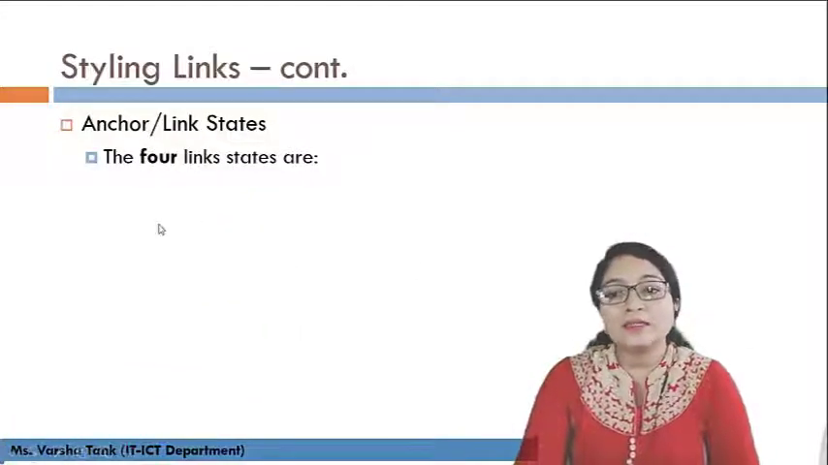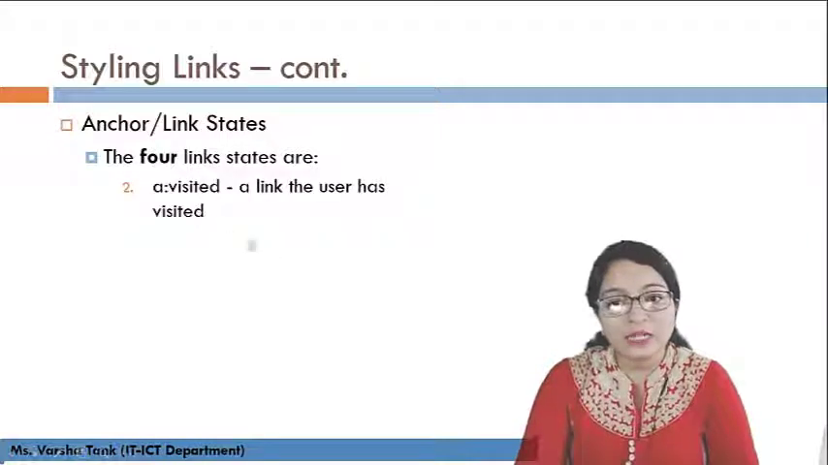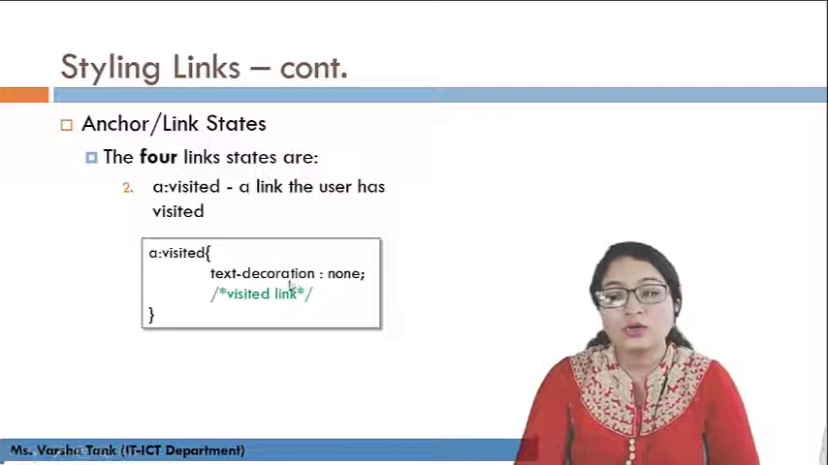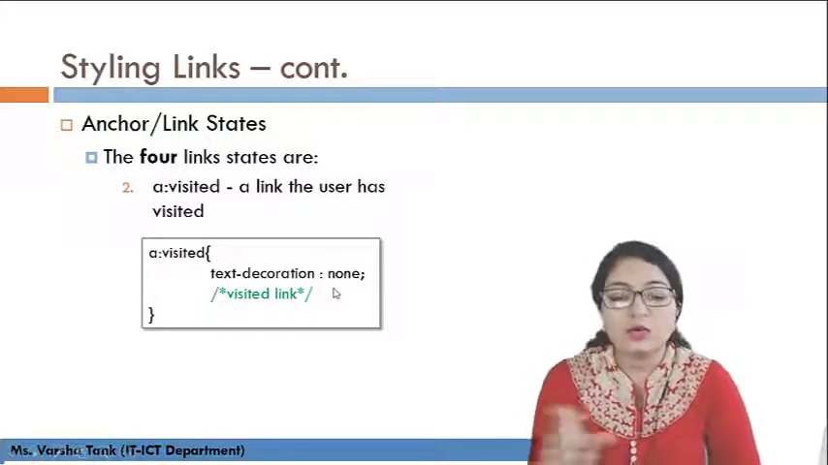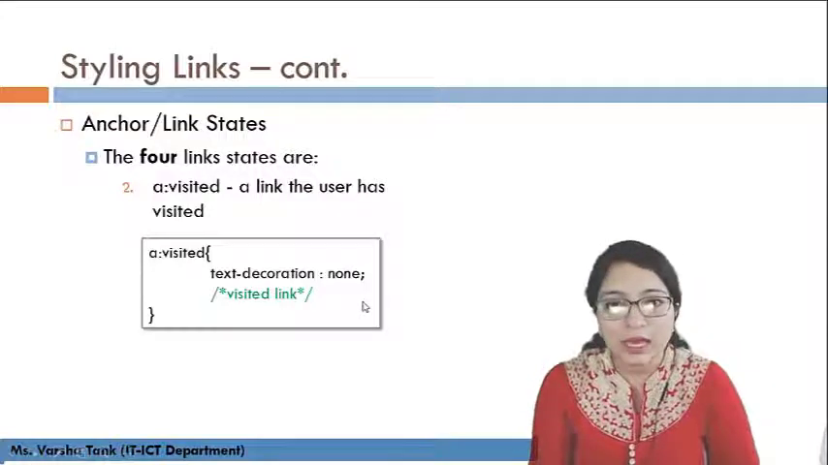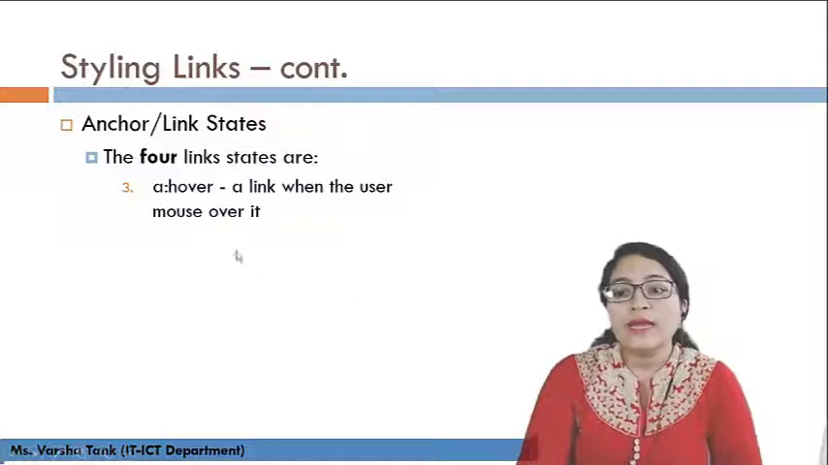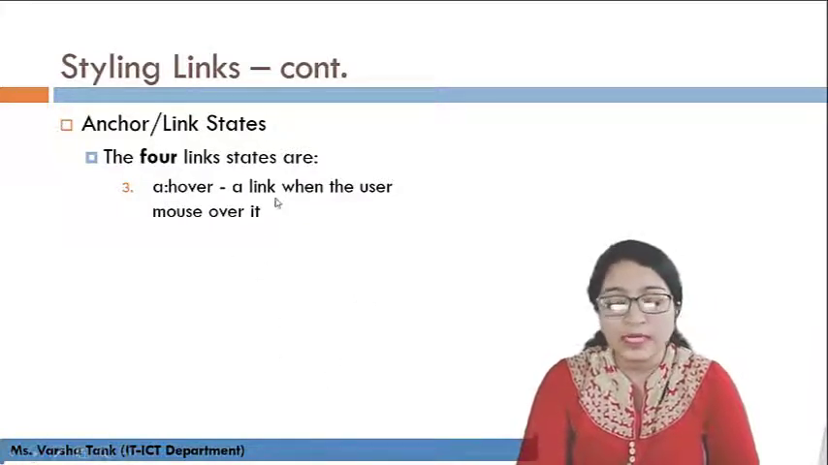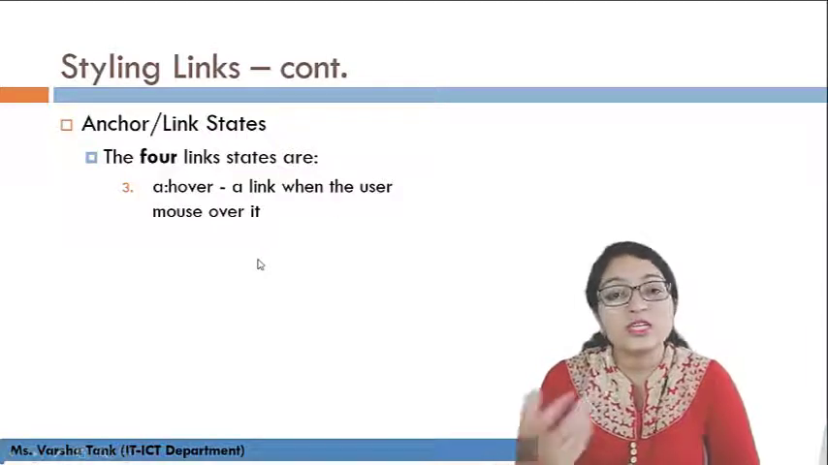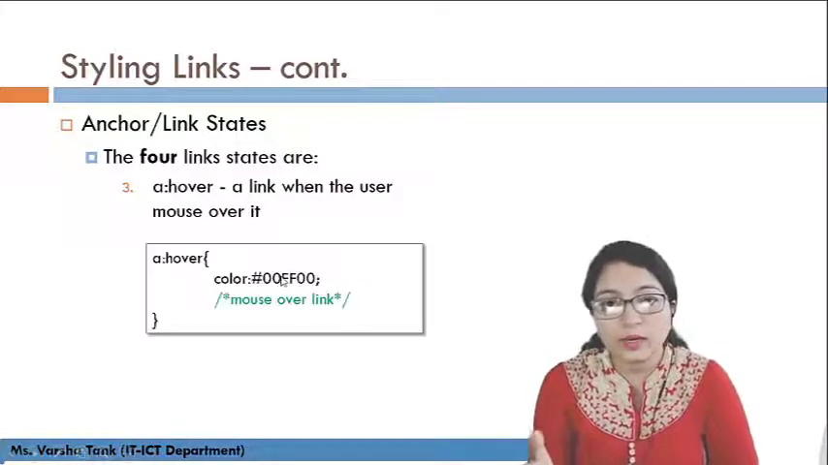The next state is the visited link. If the link is visited, its color should be changed. For that, suppose we have defined text-decoration none, that means no underline will be there, or you can define the color also, that is also fine. Then the third one is hover. Whenever you are hovering the mouse on it, the link will change color. So that is the hover class.